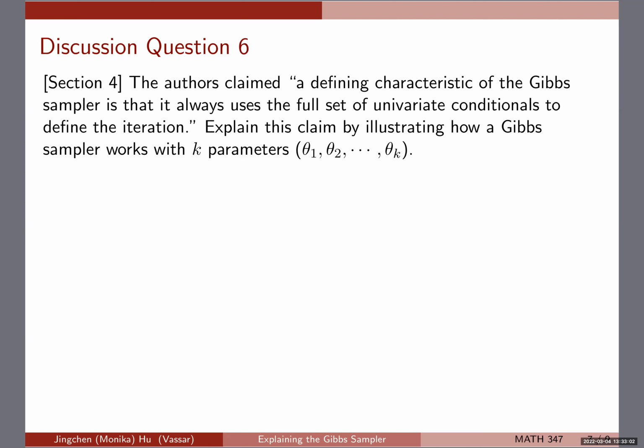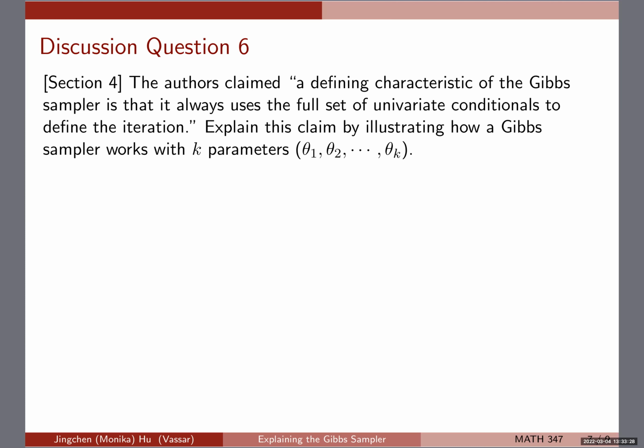So this is from the paper section 4. The authors claim a defining characteristic of the Gibbs sampler is that it always uses the full set of univariate conditionals to define the iteration. The question goes, explain this claim by illustrating how a Gibbs sampler works with K parameters. I think in class we also talked about it, but I know many of you on Moodle made very detailed responses to how to do with K parameters.